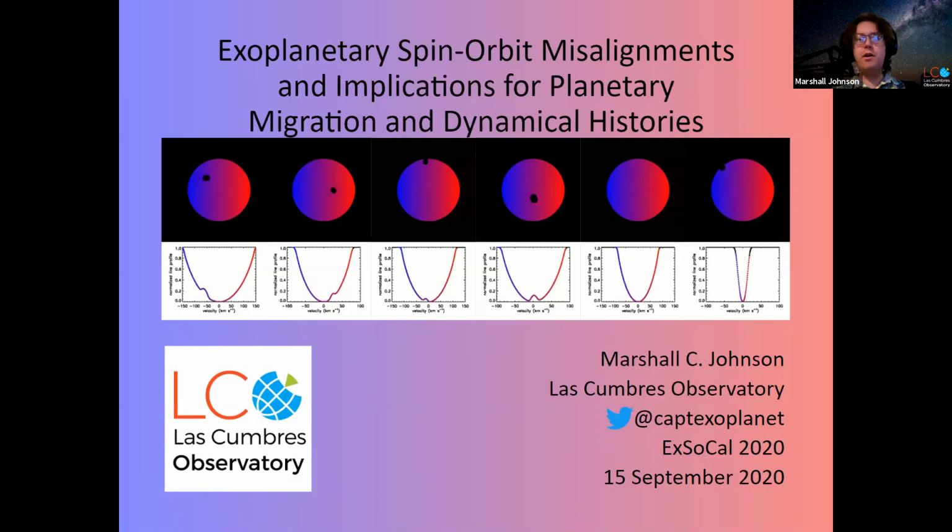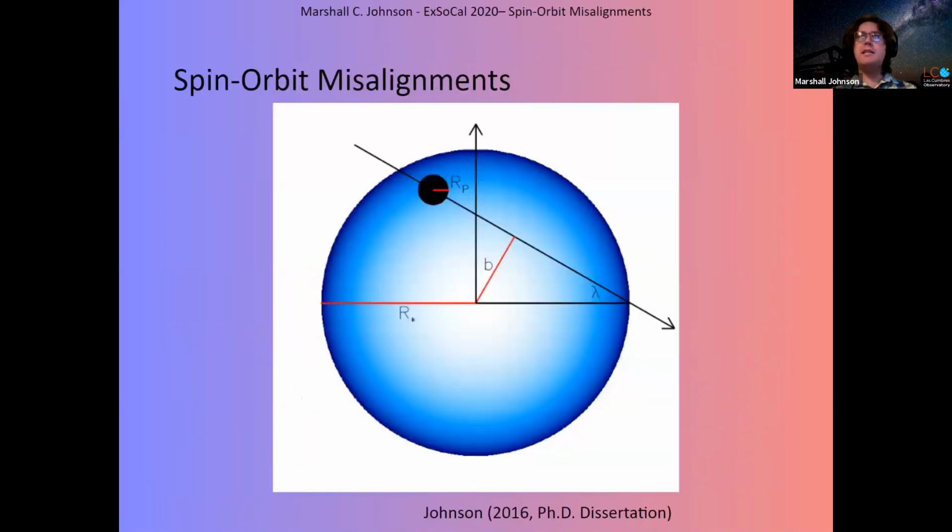Just to make sure that we're on the same page, this is a quantity that Juliet Becker talked about a little bit in her talk earlier. It's just the angle between the stellar spin axis and the normal to the planetary orbital plane. This is typically only able to be measured for transiting planets.